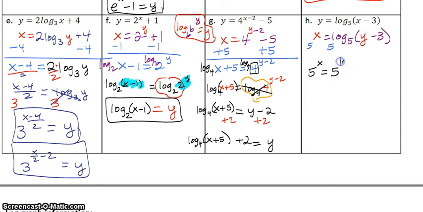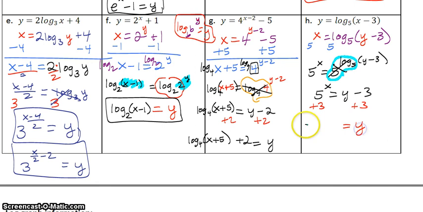So if I want to write it out nice and neatly, this step is optional. That's what it would look like. But what's happening is those guys cancel each other. And so I've got 5 to the x power equals y minus 3. Add 3, add 3. 5 to the x power plus 3 equals y.